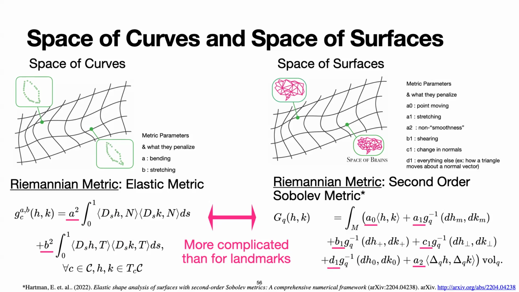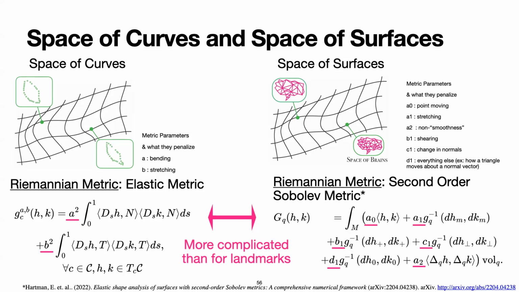So earlier I showed you the sphere example of a metric, which was pretty nice. It was just like a nice matrix that was diagonal and pretty simple terms. In the case of curves and surfaces, the metrics are very complicated, way more complicated than for landmarks as well.